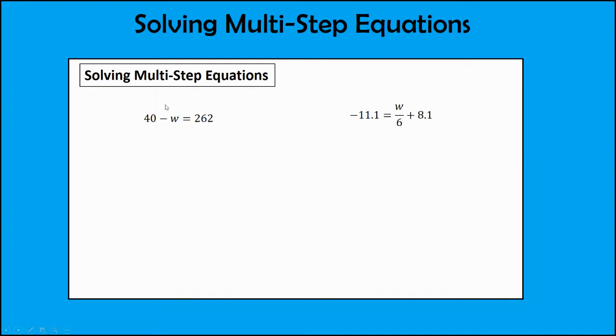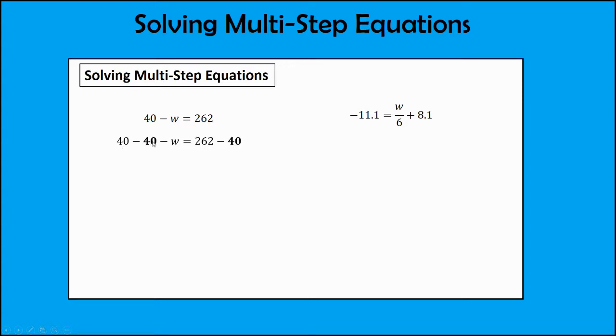So if you look at the left side of the equation, you got two terms. You got 40, and really it's the opposite of w, or -w. And then on the right side is 262. So I can't do anything to make it simpler. So I'm going to work to isolate my variable term. Now that minus sign is attached to the w, not to the 40. So if I'm going to make 40 become 0, I got to subtract 40 from it. So I got to subtract 40 from the left side, and I'm going to subtract 40 from the right side.